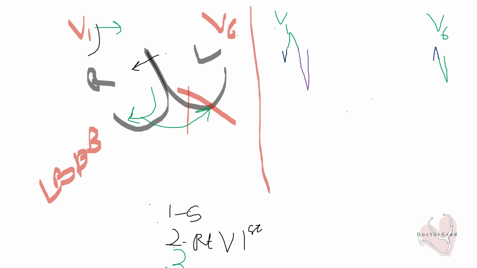V6, that deflection is going towards V6, right? Towards V6, so a positive deflection, and since it is the left ventricle, it's a higher amplitude. Okay, so this is what we get. Now you can see, what do we get? It's a W pattern in V1 and an M pattern in V6. You can remember it like William.